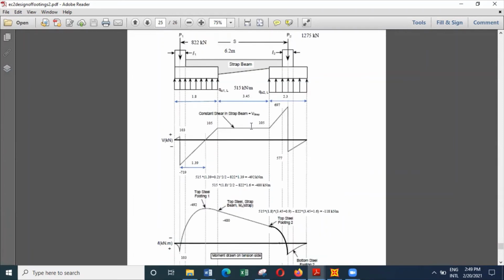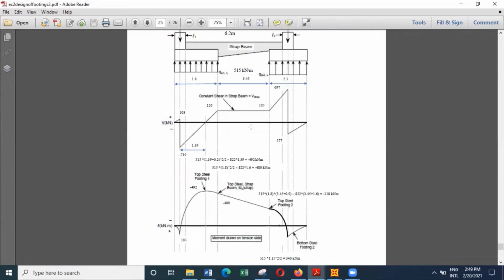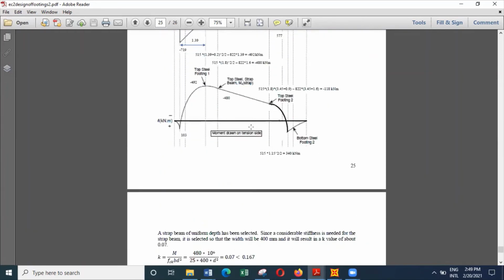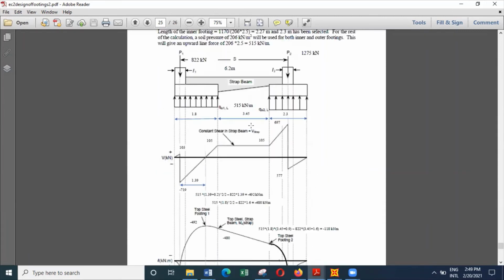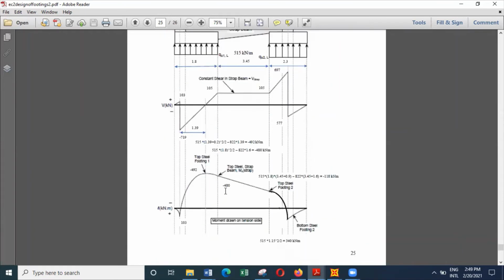But to do all these things, because the bending moment diagram is known, we have to think about a suitable size for this strap footing, strap beam. We have to select a suitable depth for the beam. So how to select a suitable depth for the beam? We can make use of this particular bending moment of 480 that is acting on the beam to select a suitable size.